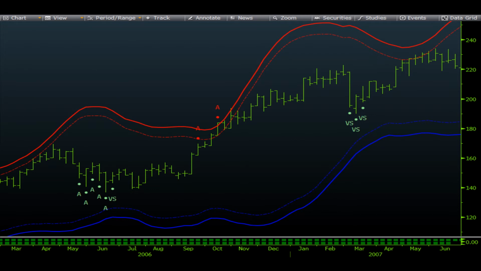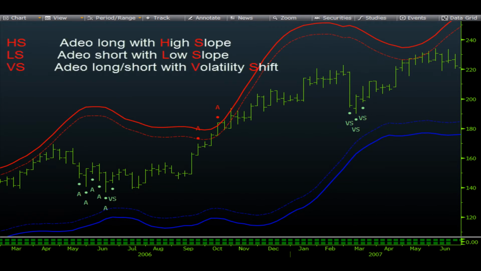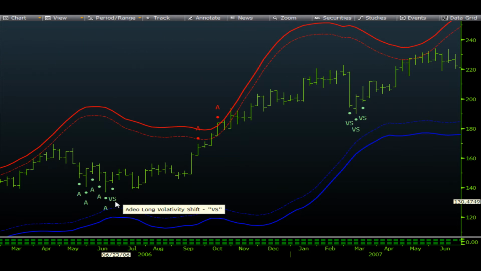Now let's talk about the other variations of the Adeo signal. We're referring to the VS, HS, and LS. As you can see on the chart here, there are several of them printed. Here are standard Adeos, and next to it is an Adeo with a volatility shift condition. That's what the VS stands for.